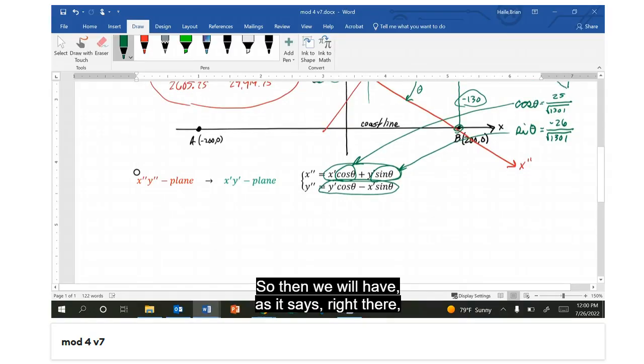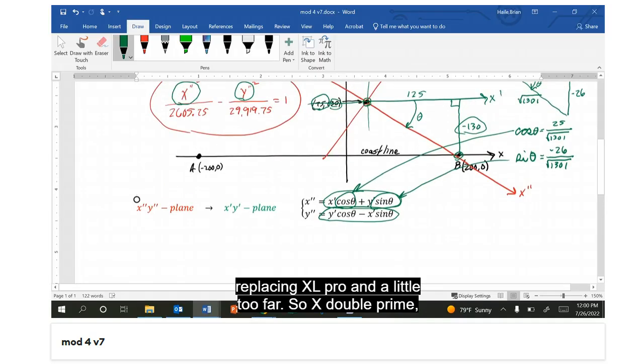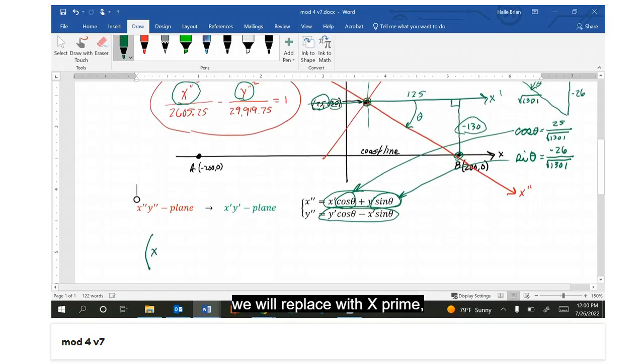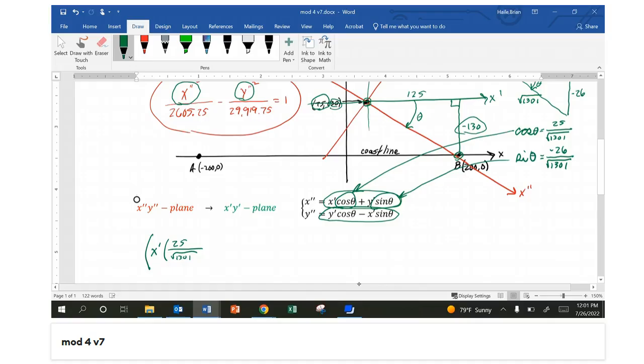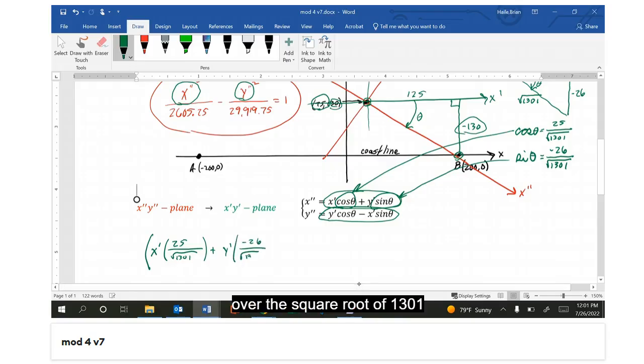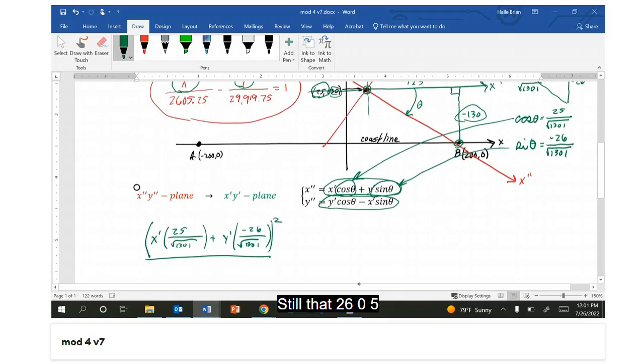So then we will have, as it says right there, replacing x double prime. Oh, we went a little too far. So x double prime we will replace with x prime times that 25 over the square root of 1301, and y prime times minus 26 over the square root of 1301, squared, all over still that 2605.25.